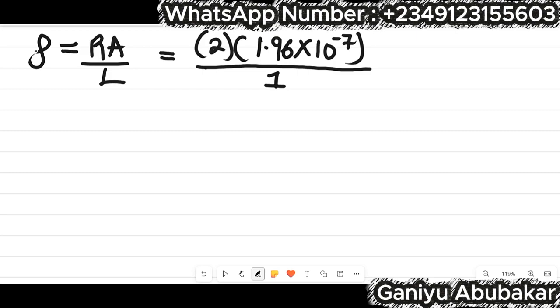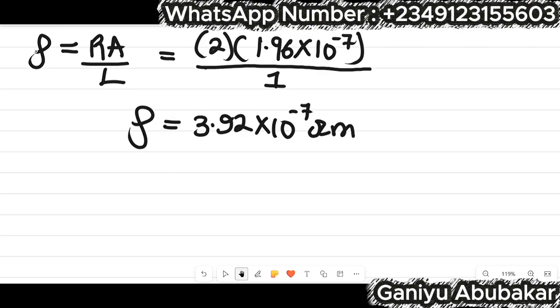Moving on here, I'll have that my resistivity rho is equal to, punch calculator, 3.92 times 10 to the power minus 7, of course, in ohm meters. I've got the value of what? Resistivity as 3.92 times 10 to the power minus 7 ohm meters.